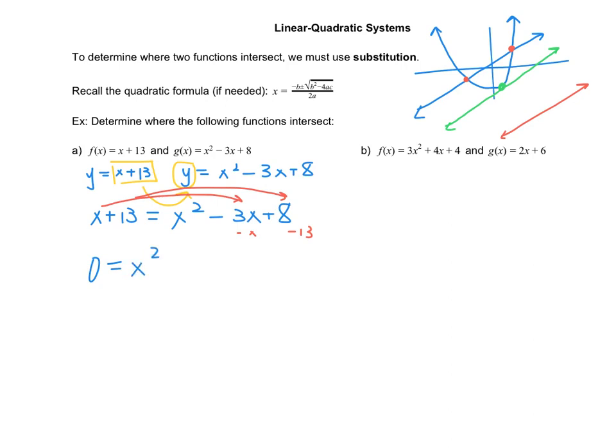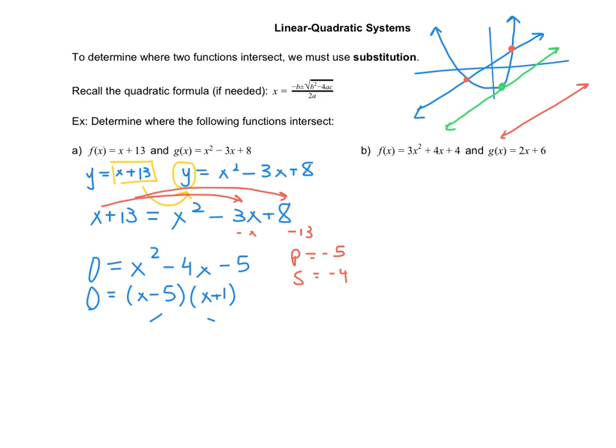I still have x squared, and then negative 3x subtract x because of that opposite sign. We have minus 4x, and then 8 minus 13, and we have negative 5. Now, if you can factor this, go ahead, or when in doubt, use quadratic formula. But in this case, we can factor because it's a simple trinomial. We're looking for a product of negative 5 and a sum of negative 4, and our magic numbers are negative 5 and positive 1. So 0 is equal to (x minus 5)(x plus 1), and then we can branch out, set each bracket equal to 0, and solve for x.